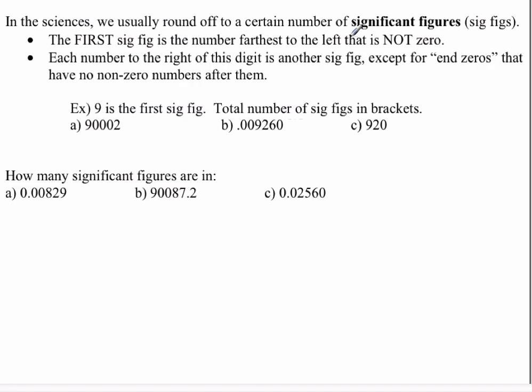Okay, sometimes we have to round to a certain number of significant figures, which is very different than the rounding we did previously. Each number to the right is another significant figure, except for end zeros that have no non-zero numbers after them. Okay, let's take a look at some examples. In all of these, the first significant figure is 9, so there's 5 significant figures here. We count zeros in between. Here there are 4 significant figures. Okay, we include that 0 at the end. We include zeros at the end of a decimal, but not at the end of a number without a decimal. So here there's 2 significant figures.